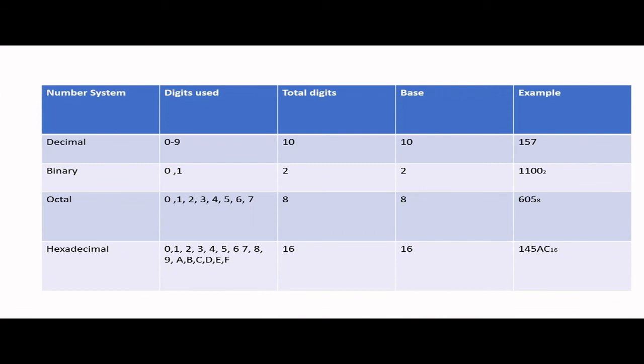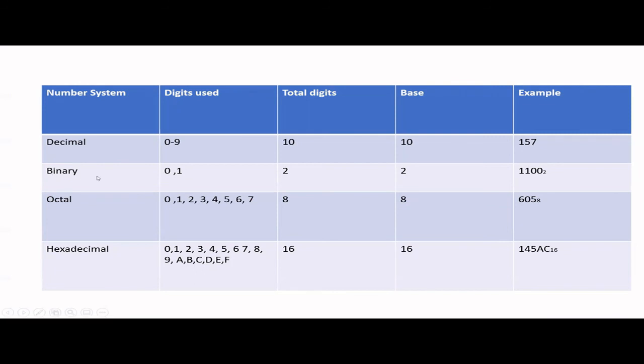So in this slide, I'm going to explain the whole thing in a nutshell. In this video, we learned about 4 number systems: decimal, binary, octal, and hexadecimal. In decimal, we have 10 digits: 0, 1, 2, 3, 4, 5, 6, 7, 8, 9. Base is 10. It's 157. If you want, you can write your base. It's not a problem, but it's not a must.